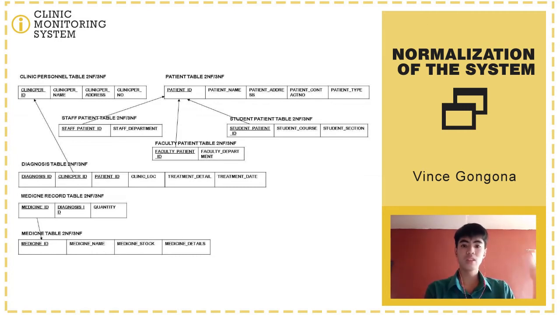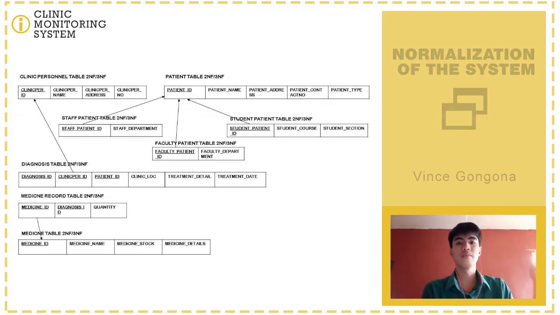Now, the diagnosis table contains the clinic location, treatment details, and treatment date. Medicine record table contains the quantity of medicine that has been administered to the patient, while the medicine table contains the medicine name, medicine stock, and medicine details. That's all.